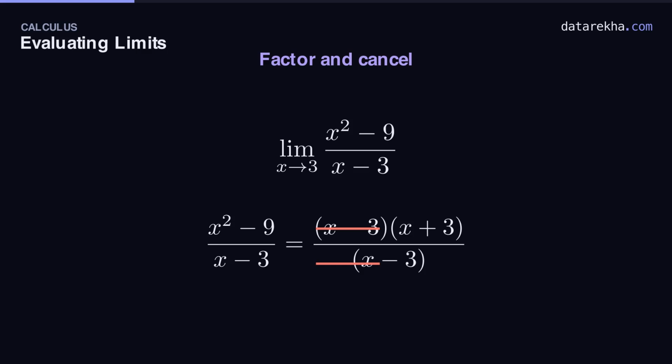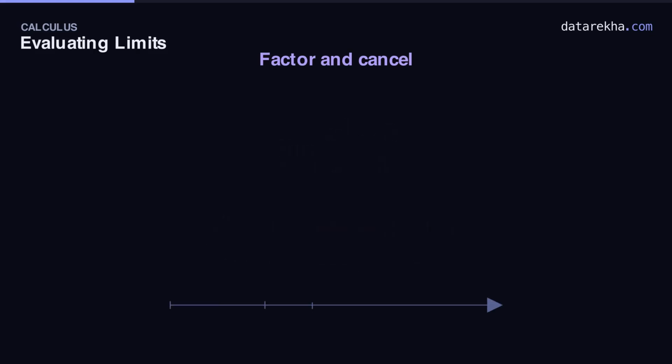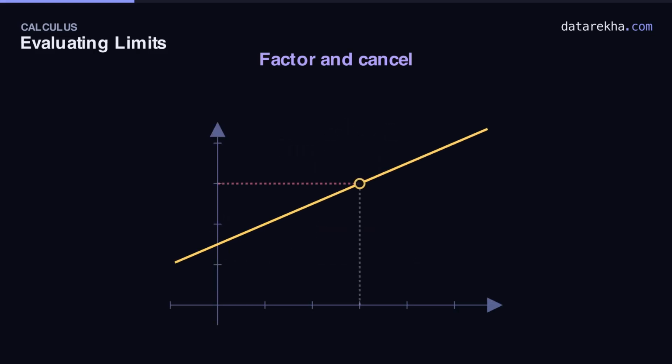Strike it out, top and bottom. What survives is just x plus 3. A clean line, no trouble anywhere. Now substitution is safe. 3 plus 3 is 6. The limit is 6. And the graph shows what the algebra did. Everywhere except x equals 3, the function is the line x plus 3, with a single open hole at 3. Both sides march straight to the height 6. That's the limit.